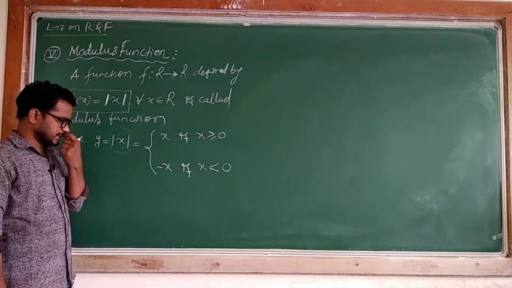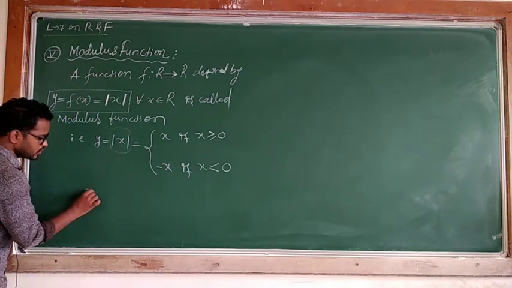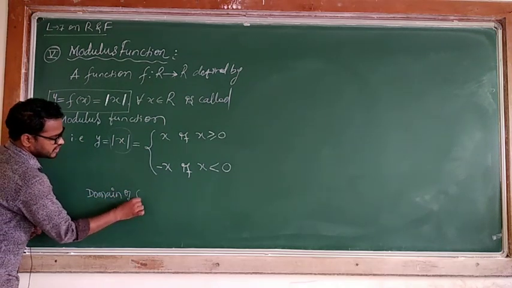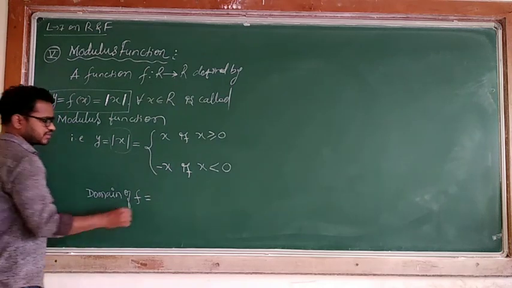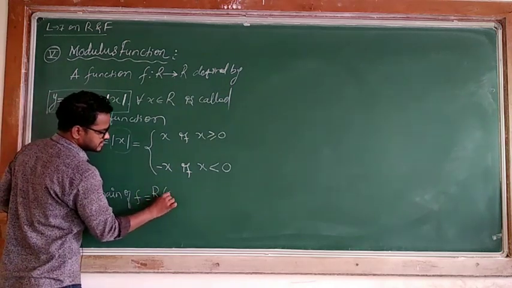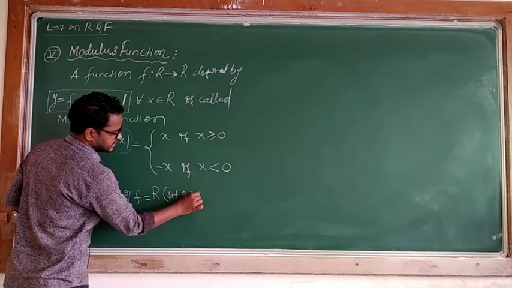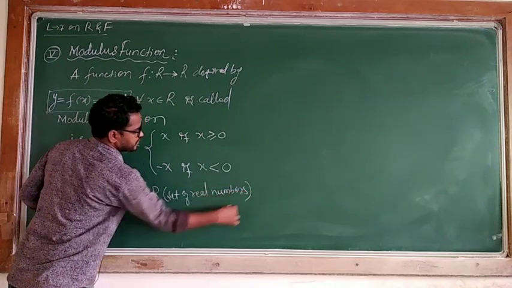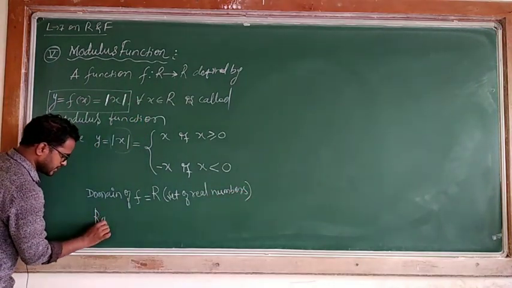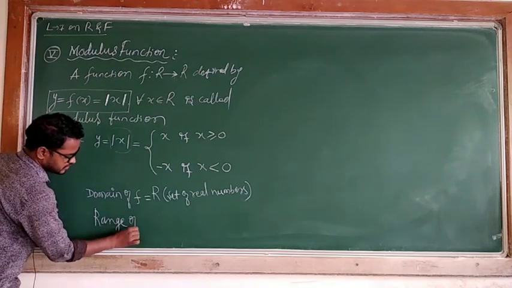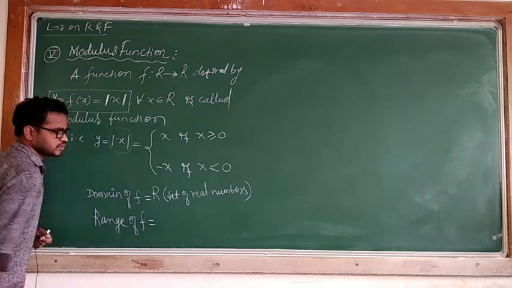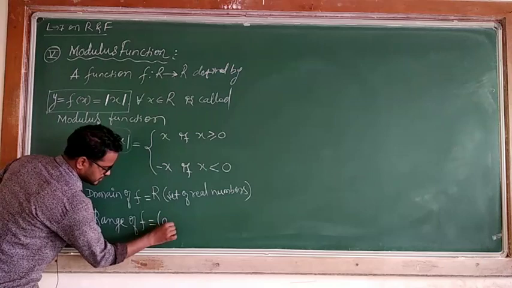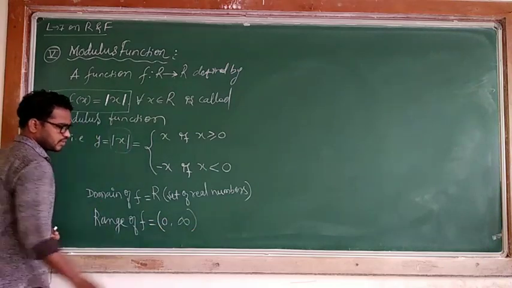So according to this, what is the domain? Domain of f is what here? The set of real numbers. You can take any; I will say R, the set of real numbers. What is the range? Range of f is equal to, I can say, 0 to infinity.